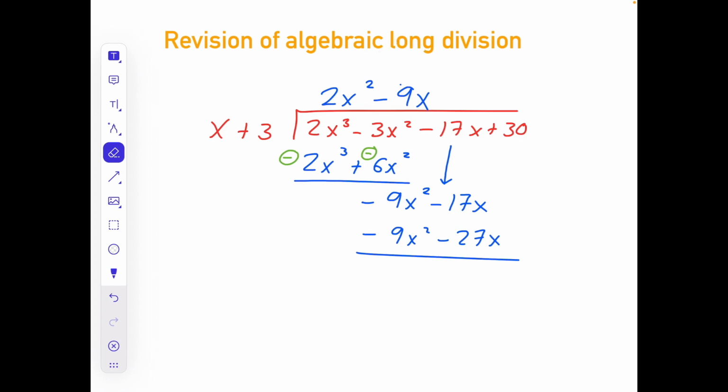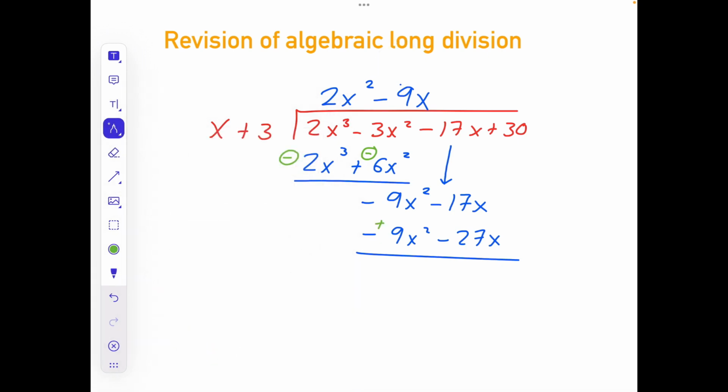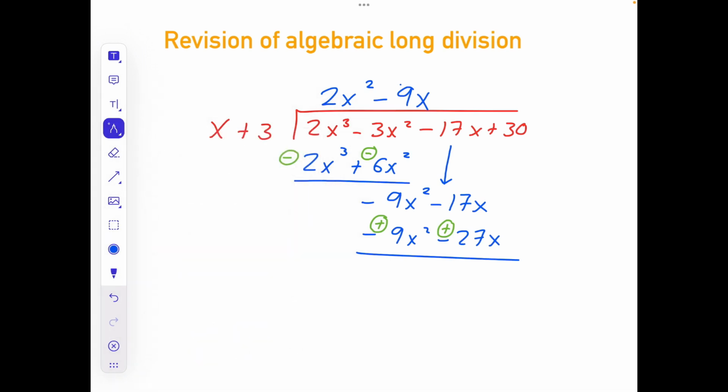I have two new numbers there. When I have two new numbers, I draw a line underneath and I'm going to change the sign. This will become a positive 9x squared, and this will become a positive 27x. So minus 9x squared plus 9x squared cancel out, 0. And then we've got minus 17x plus 27x. That's going to give me 10x. And bring down the last term.